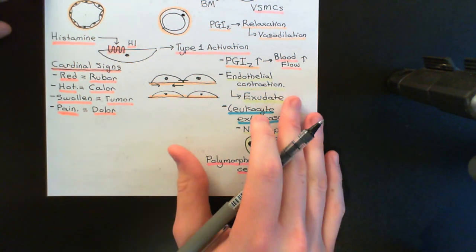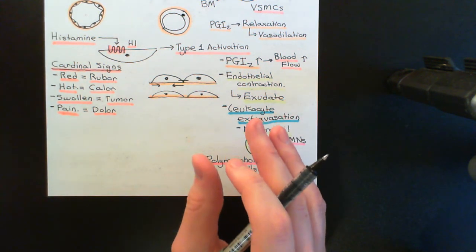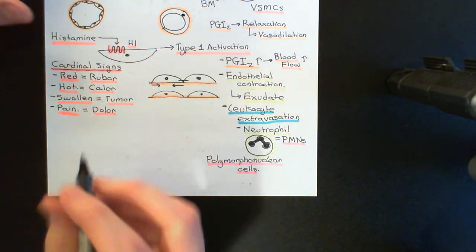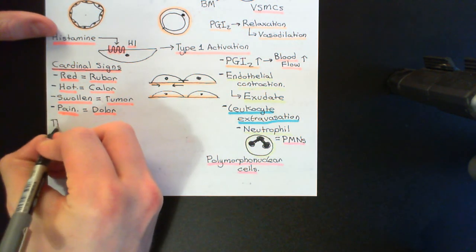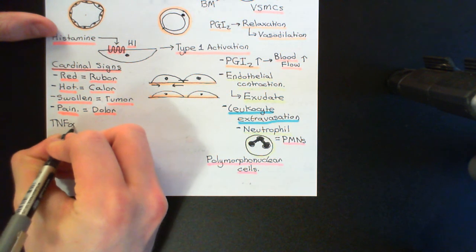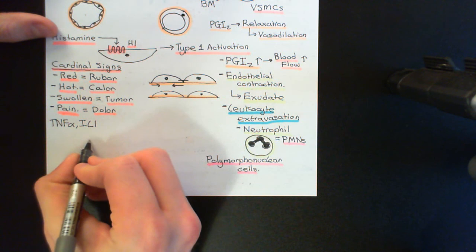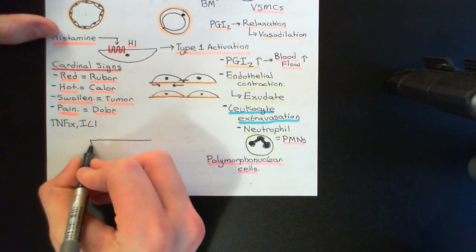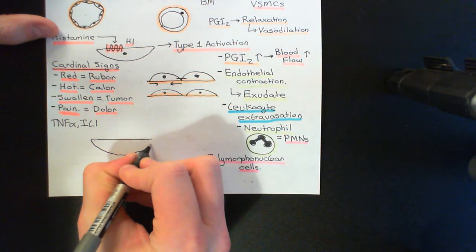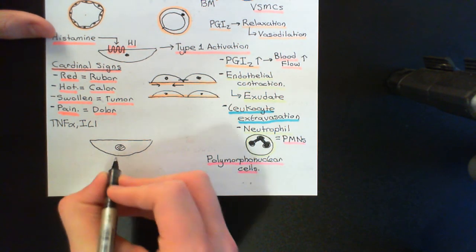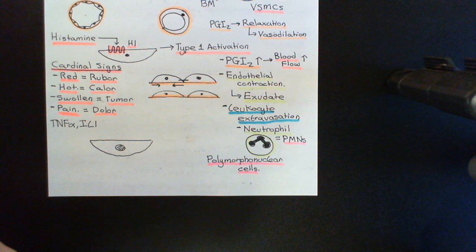What I now want to talk about is type 2 activation of endothelial cells, which is going to occur in response to tumor necrosis factor alpha and interleukin 1. So now let's talk about what TNF alpha, tumor necrosis factor alpha, and interleukin 1 are going to do. Okay, so again they are going to be acting on receptors on the basolateral surface of the endothelial cell here. Now these receptors are not going to be G protein coupled receptors, unlike the receptor for histamine. They have far more complicated intracellular signaling pathways.